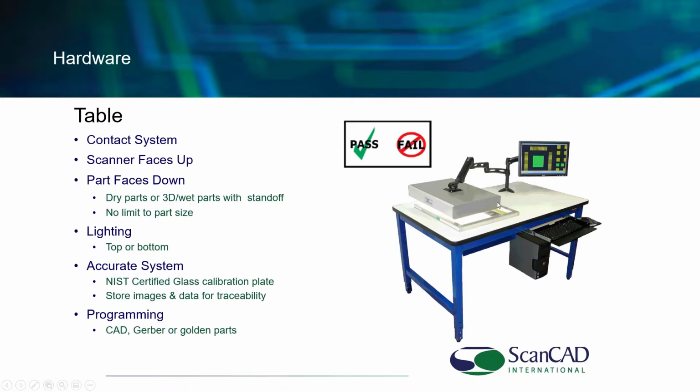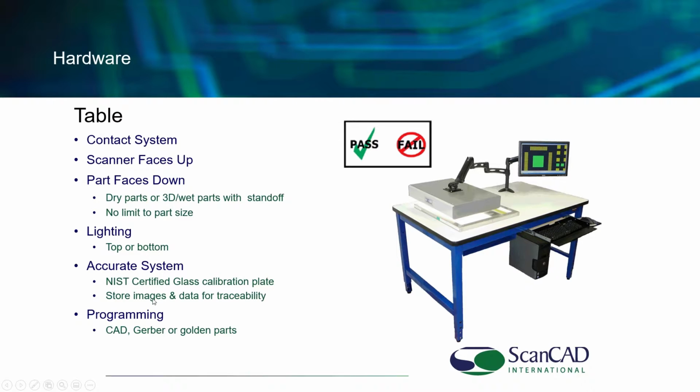It is a contact system where the part actually lays on the surface of the glass of the scanner. Scanner faces up, the part faces down. If you do have three-dimensional parts or wet parts like I showed you a minute ago, you will use the focus capability of the system. It is calibrated with a glass calibration plate. This is a NIST certified, a National Institute of Standards certified glass plate. The glass plate is stored under the scanner. There's a shelf down here to keep it protected.